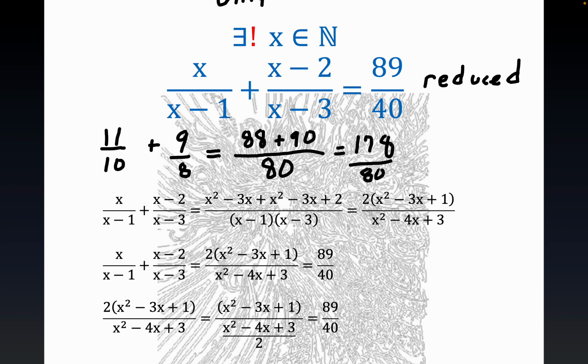And folks, these have a common factor of 2, and that's really this 2 you see right here, which made this a little tricky. So this is equal to 89 over 40. It reduces to 89 over 40. Okay. So indeed, the x that we're looking for is x equals 11.